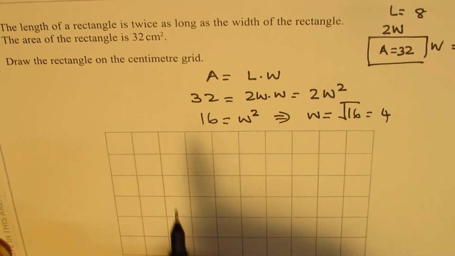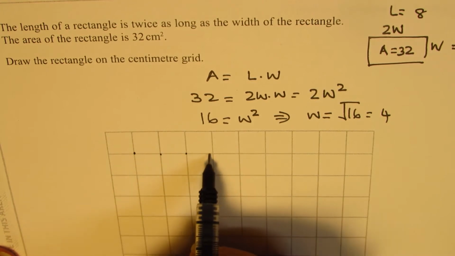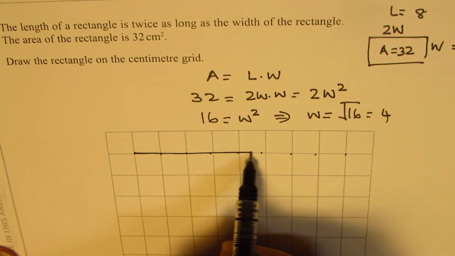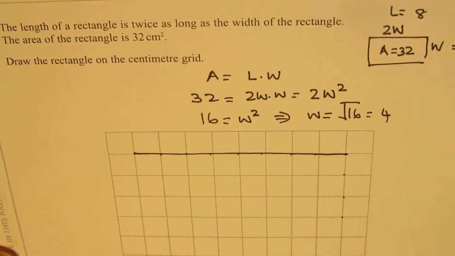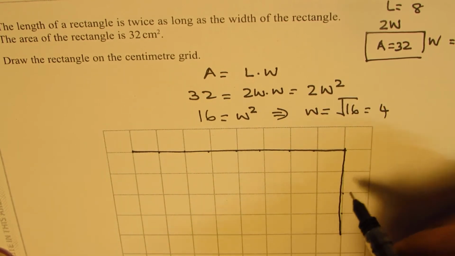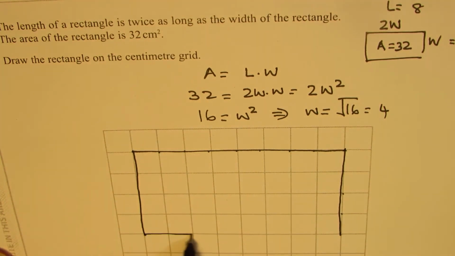So let's draw this. So length is 8. If I start from here, 1, 2, 3, 4, 5, 6, 7, 8. So that becomes the length. Width of 4, 1, 2, 3, 4, correct? So that is the width. 4 units, so that is the rectangle which you could draw here.